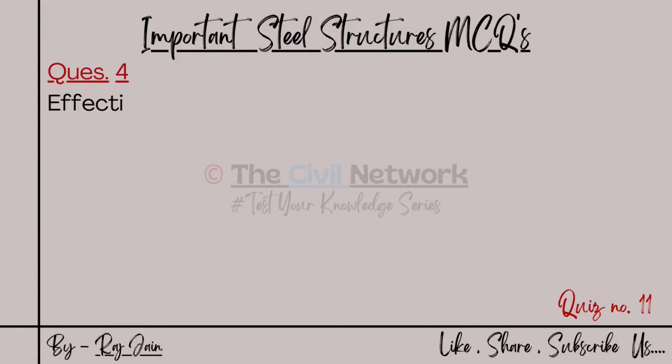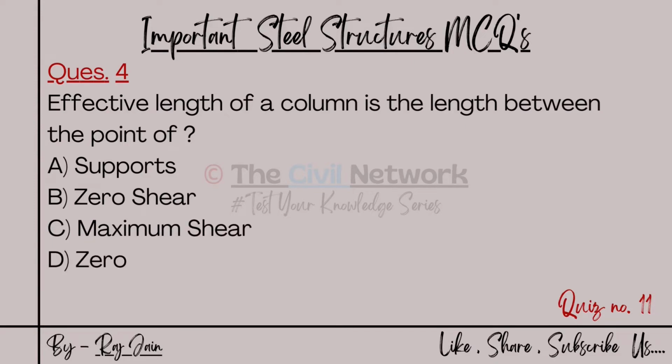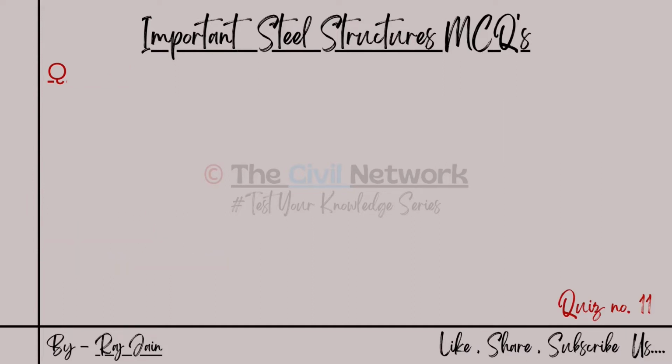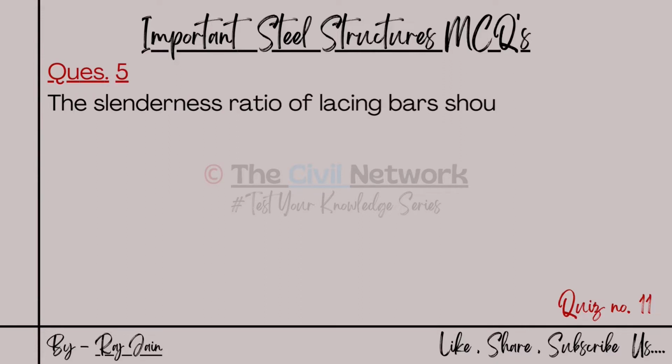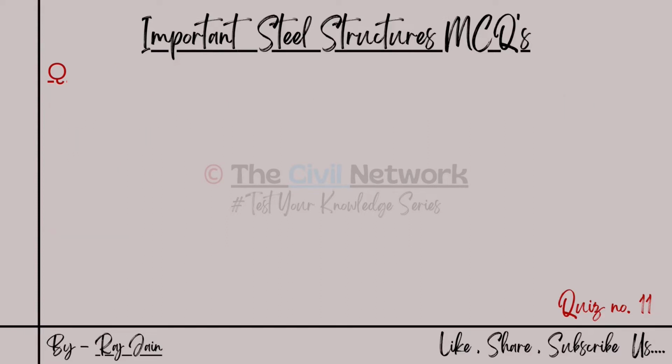Question number 4. Effective length of a column is the length between the point of. Correct answer is 0 moment. Question number 5. The slenderness ratio of the lacing bar should not be greater than. Correct answer is 145.